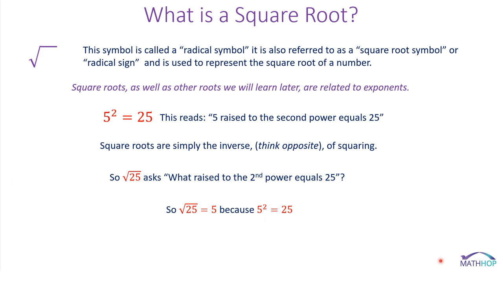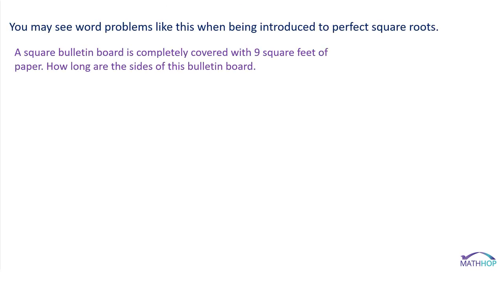All right, so what's the first place you're probably going to see these in a textbook? You've learned about square roots, now you're going to see some word problem. It's probably going to look like this. It'll say a square bulletin board or a square table or a square picture or square anything is completely covered with 9 square feet of paper. That is telling you the area of that square is 9 square feet. And then it asks, how long are the sides of this bulletin board?